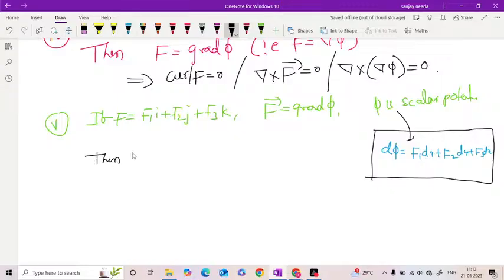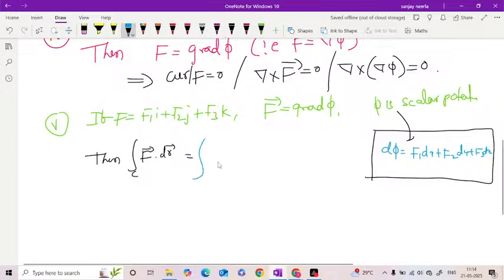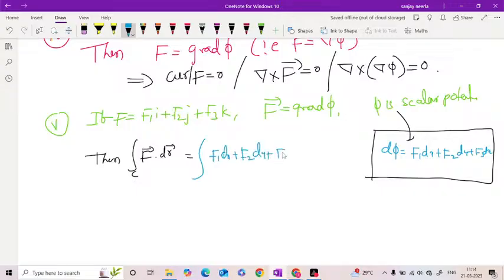Now suppose I have the integration of f dot dr, then what is the result? Observe, this whole I can write as f1 dx plus f2 dy plus f3 dz on path C. Already we know that F is f1 i plus f2 j plus f3 k, and F is the gradient of pi, and d pi is f1 dx plus f2 dy plus f3 dz. Thus this total you can write as the derivative d pi only. So this is the result.